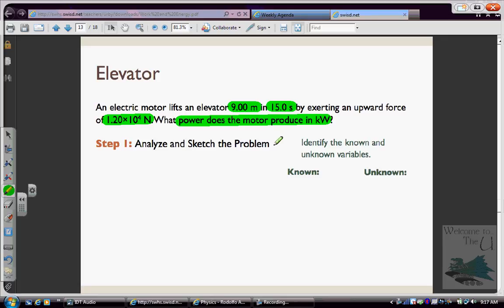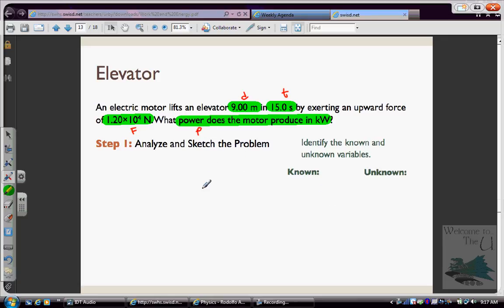So the units get transferred from one to the other just like they do with anything else. We just use the metric system here. And so we've got our displacement here, we've got our time, and you've got your force. And they want to know what power we have. So we'll put in the power there. Alright, so we have our knowns and our unknowns.